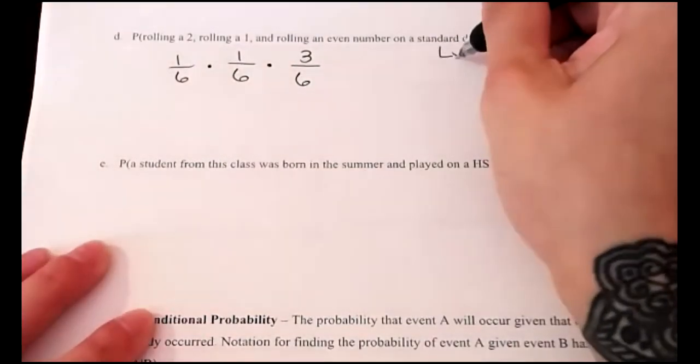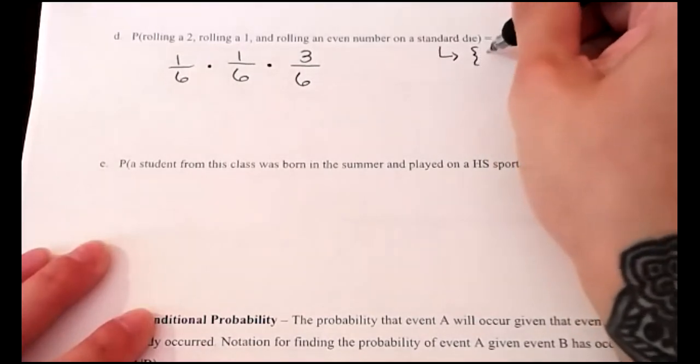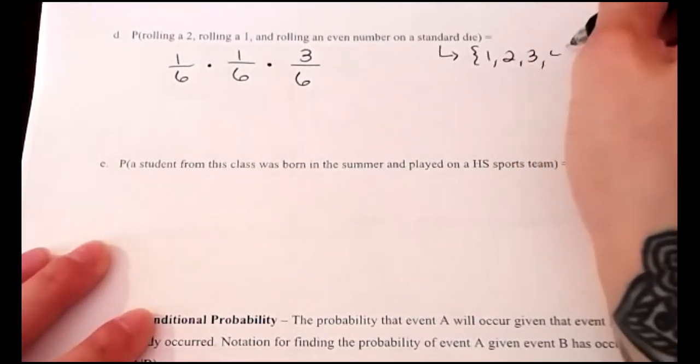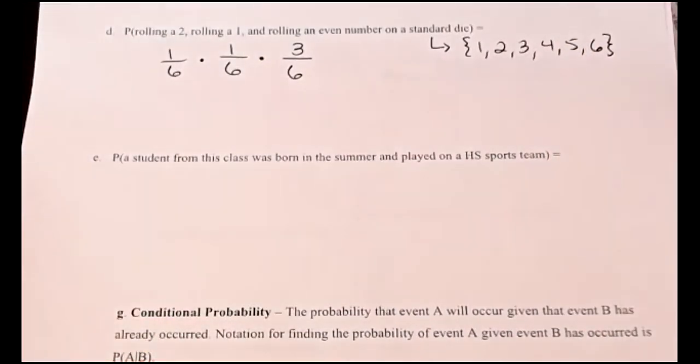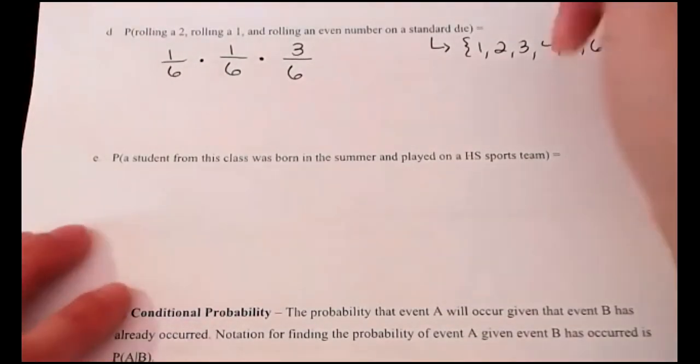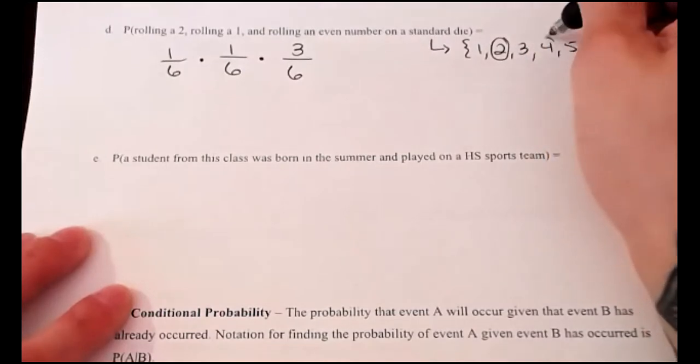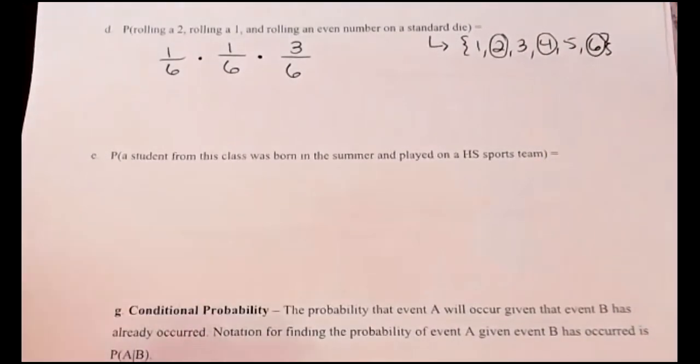If that's weird to you, let's write out the outcomes on any standard die. No matter what happens on that die, you have the outcomes 1 through 6. So there are 6 total outcomes. Your denominator for your fraction will always be the total number of outcomes. Your numerator is the number of successes. So how many even numbers do we have? Well, we have 2, 4, 6. We have 3 successful outcomes out of the 6 outcomes total.